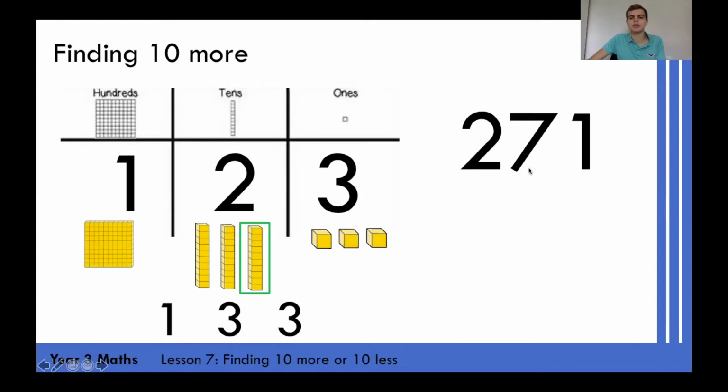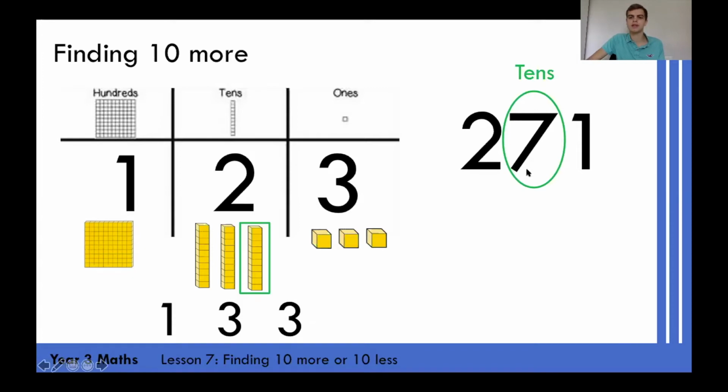Okay, 271. First of all, I'm going to work out which of those digits is in my tens column, because I want to find 10 more than this number. So which of my digits is in my tens column? You're right, it's the 7, isn't it? Because this would be hundreds, 2 hundreds, 7 tens, and 1 one.